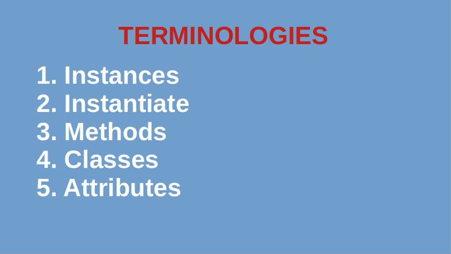A method is a function, just like the normal functions that we use, but it exists inside of a class and takes the self argument as the first parameter. So a method is basically a function that exists within a class block. A class we have discussed. An attribute is a property that a class has. Knowing these basic terminologies, let's get to the code and work with classes.